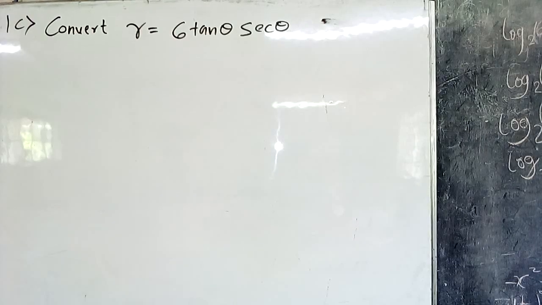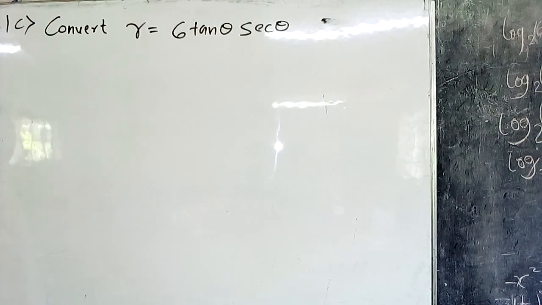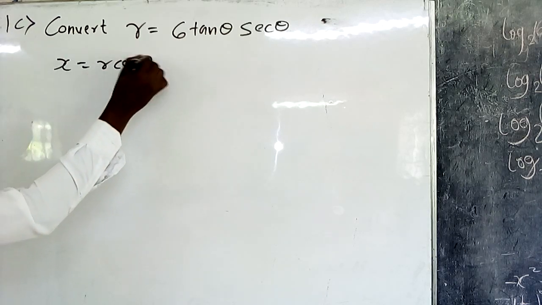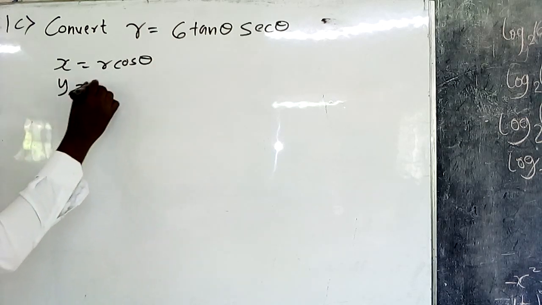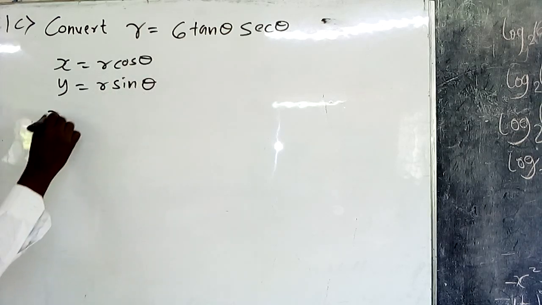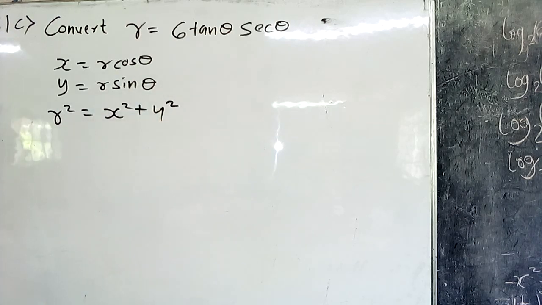So number one thing you'll be told to convert r equals 6 tan theta sec theta to Cartesian form. To convert a polar form to Cartesian form, you simply need to know the relationship between r, theta and x, y. From trigonometry, we found that x is simply r cos theta, and y is r sin theta, and r squared is x squared plus y squared.